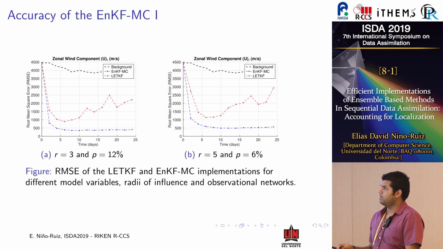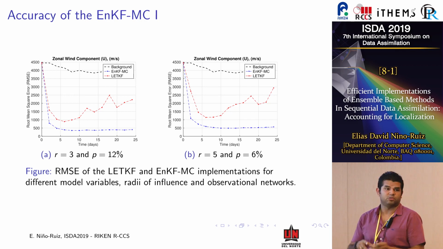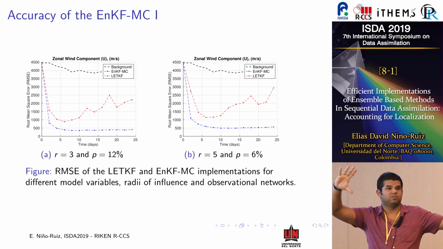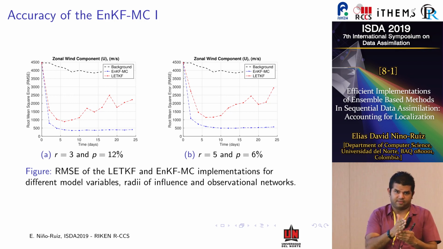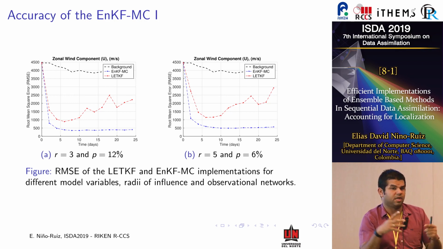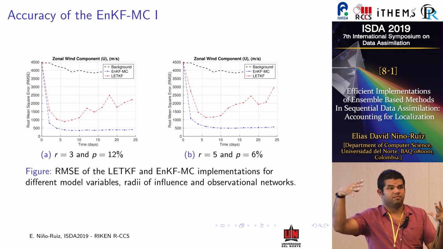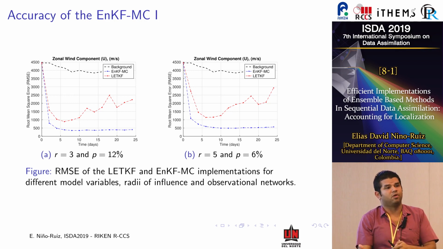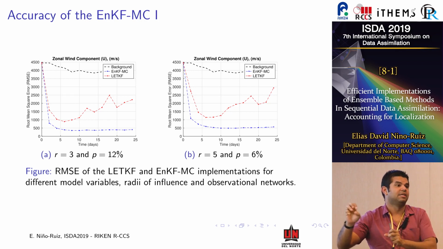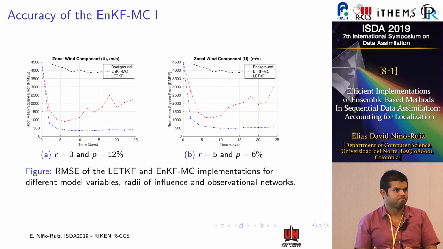Now, the point here is that when we increase the radius of influence, the local box is bigger, and a bigger local box means that we have more components. Since I fixed 96 ensemble members, maybe the number of components inside the local box is bigger than the number of samples. Therefore, the resulting covariance matrix, which in the context of the LTKF is implicitly the sample covariance matrix, is impacted by the sampling noise.